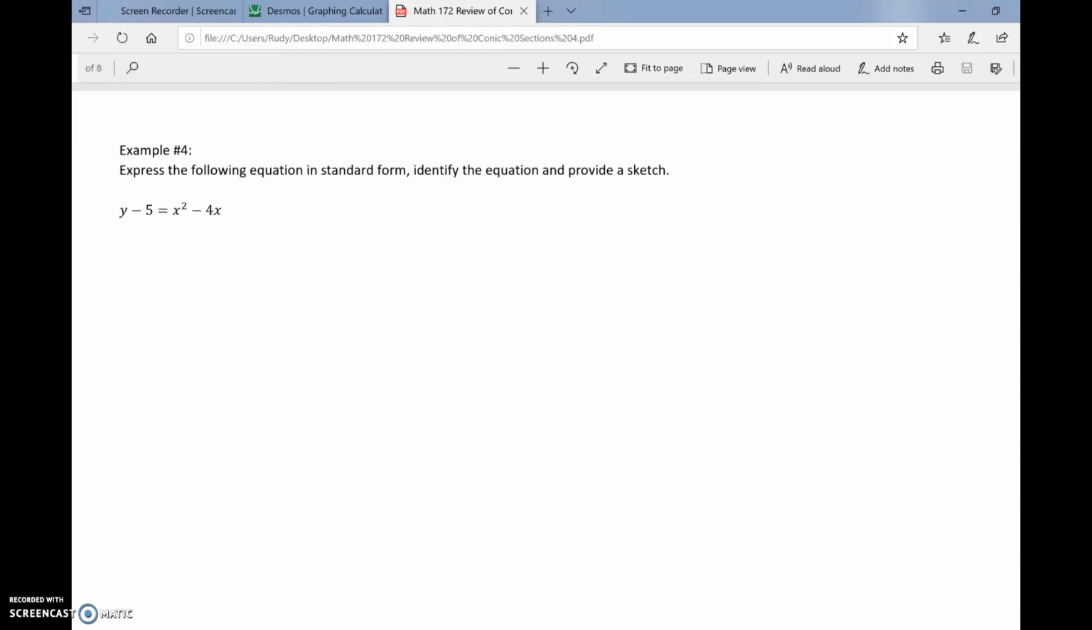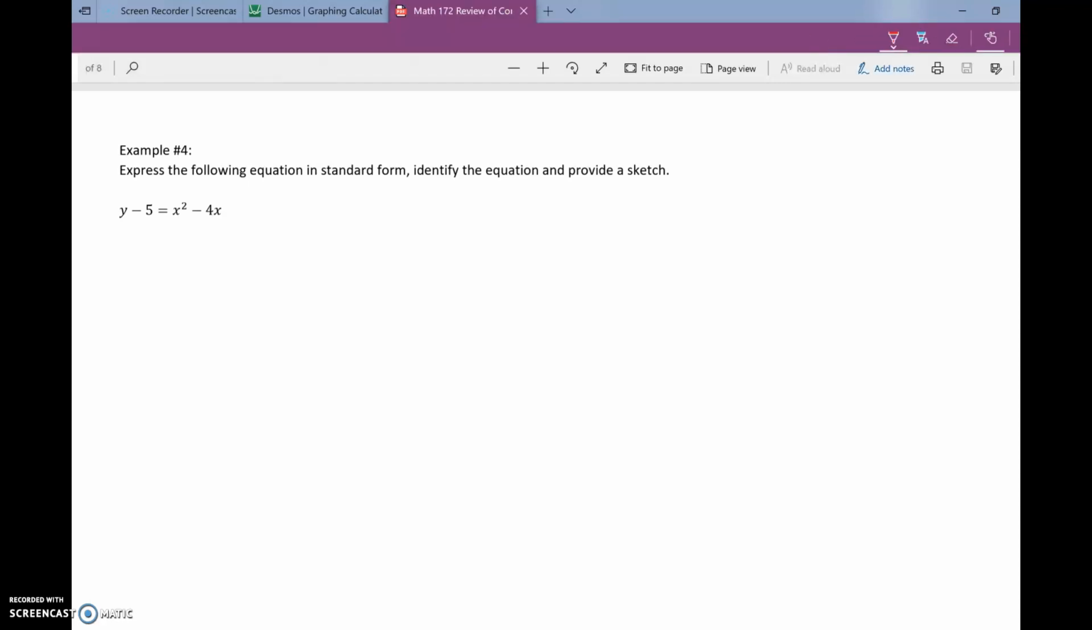Hi class, let's take a look at example 4. Now example 4 wants a couple of things, and they're asking for the equation in standard form. So in this case, we're going to rewrite it as h comma k form. And in terms of identifying the type of equation that we have, since we only have technically one square, this is going to be a parabola.